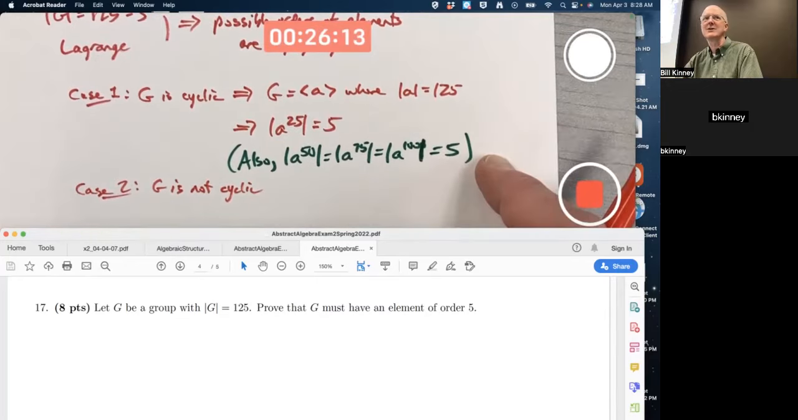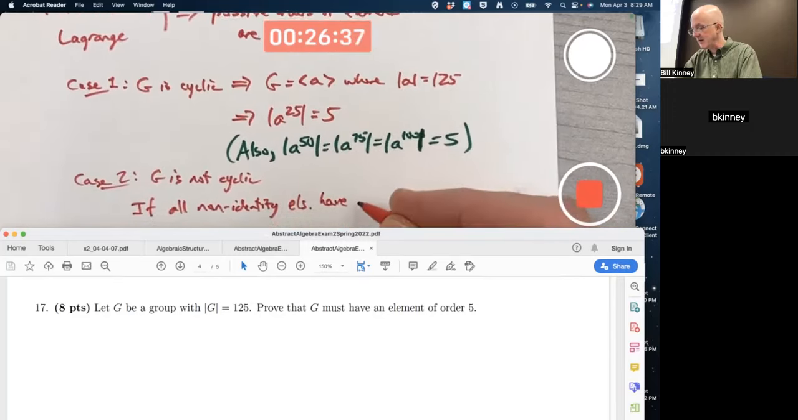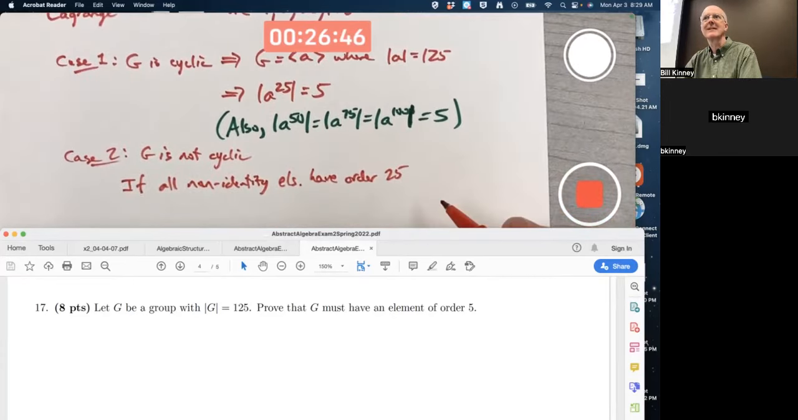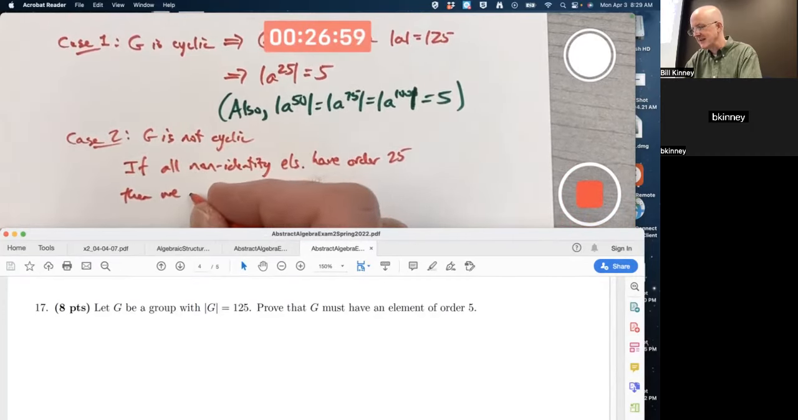If you assume to the contrary that every non-identity element has order 25, what's the contradiction? If all non-identity elements have order 5 or order 25, is that possible? Not possible. Why? This is probably not the best way to phrase it. Then we have a contradiction right away.